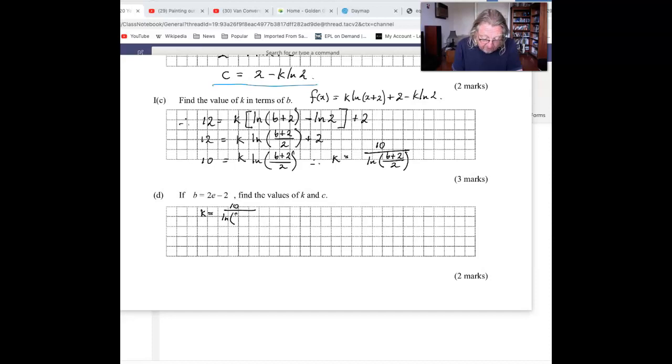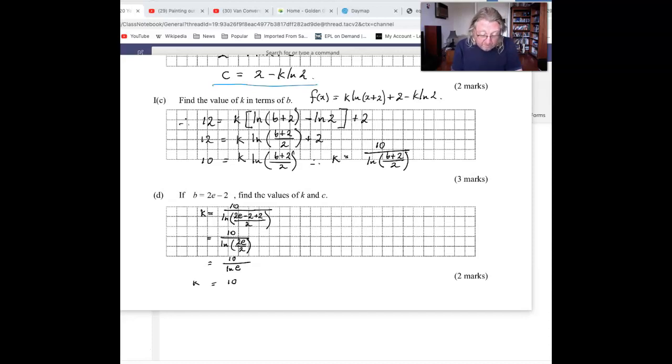Now b is equal to 2e minus 2, and then we've got plus 2, all divided by 2, and the minus 2 plus 2 cancel, so that'll be 10 over the log of 2e over 2, which cancels to 10 over log e, and the log of e is 1. So that's 10 over 1, so k is just equal to 10.